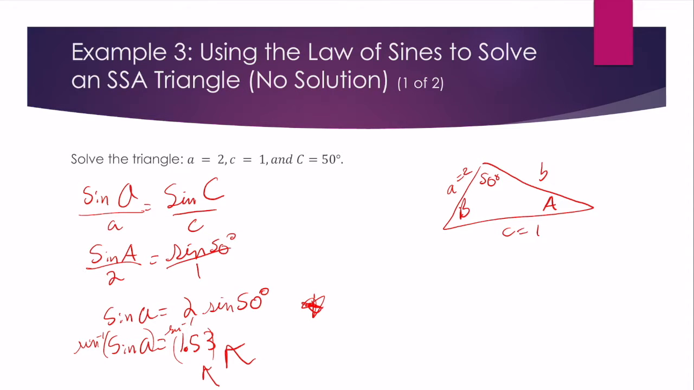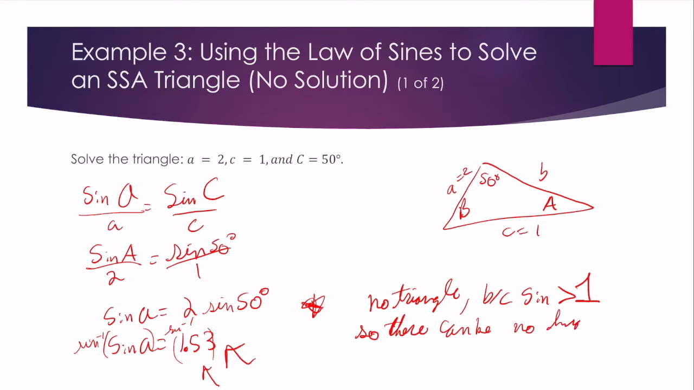No, because we have no triangle. That's what we're going to get, no triangle, because sine is greater than 1. So there can be no triangle with the given measurements. No real triangle can exist.